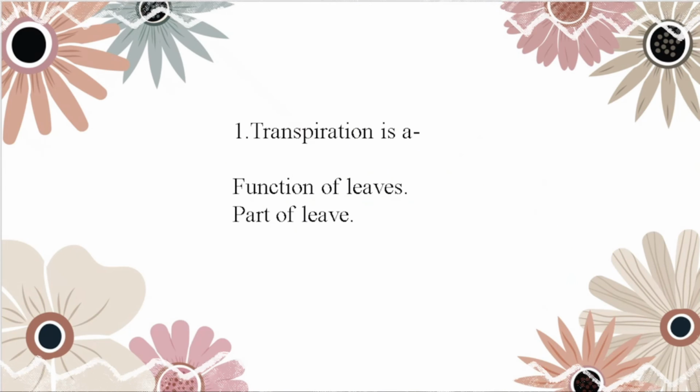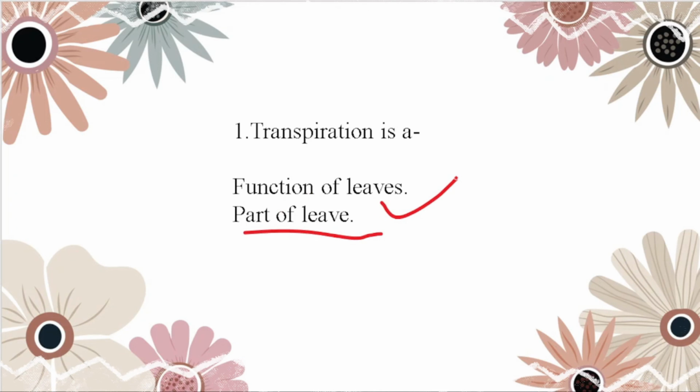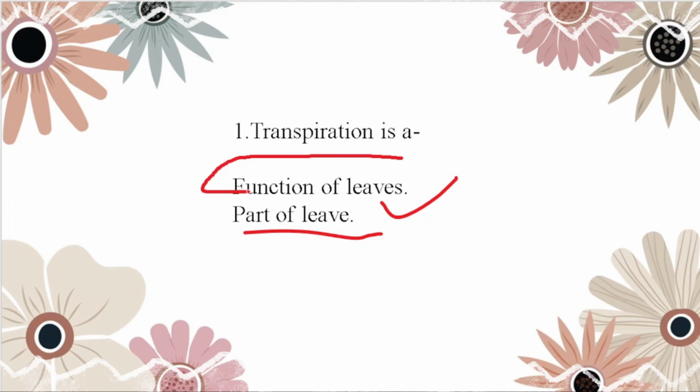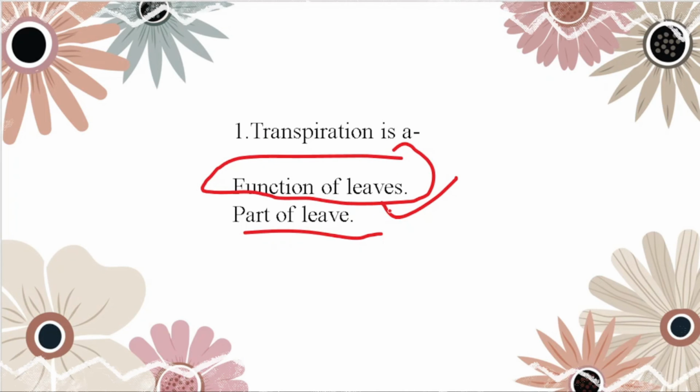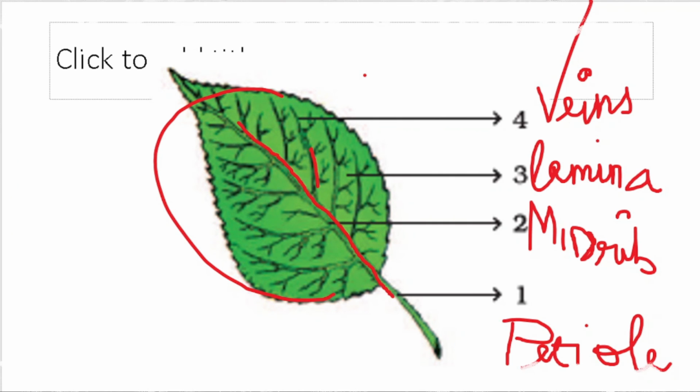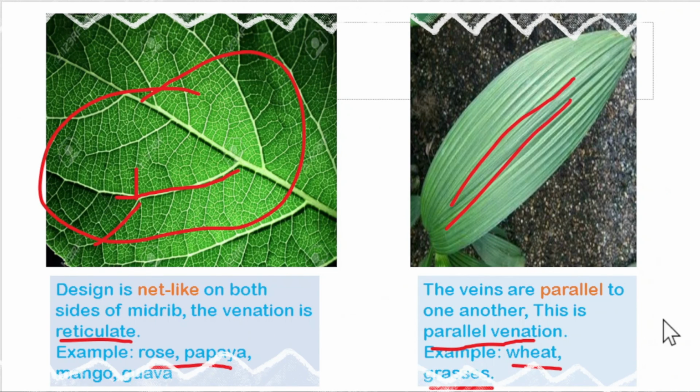Now, what do you think transpiration is? We have just done it. Is transpiration a part of the leaf or a function of the leaf? It is a very important function of the leaf. Transpiration is a function of the leaf. It is not a part of the leaf, right? So yes, we have done the leaf parts and the functions of leaves, and also we have come to know leaf venation, right?